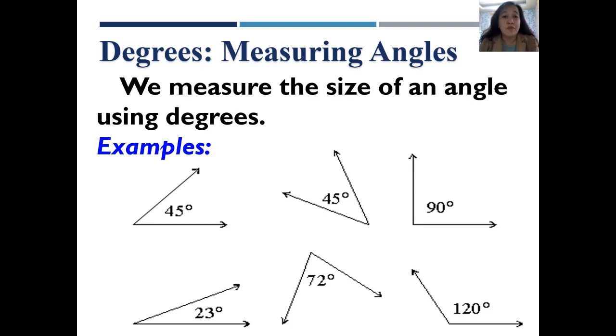But how do we measure angles? We measure the size of an angle using degrees. Try to look at the given examples. For figure 1, we have a 45-degree angle, another 45-degree angle, a 90-degree angle, a 20-degree angle, and even a 72-degree angle.